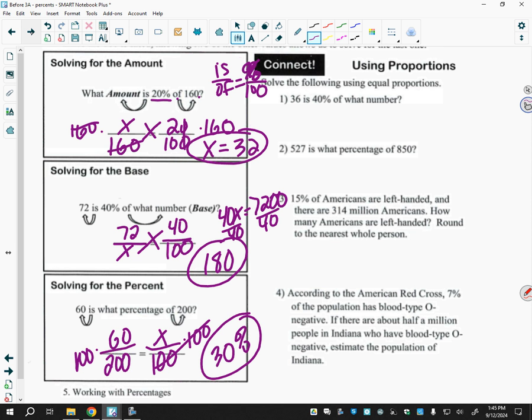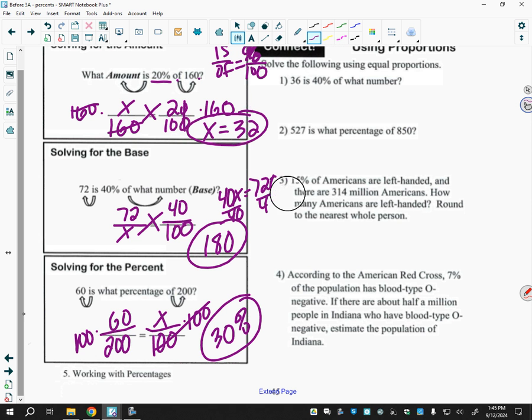I'm not going to do all four of these because we might come back and you have to do some of these. But let's do one of the ones that's not just an individual word problem. Like which one? You want to do the left-handed one or the blood type? Left-handed. She said blood type first. No. Sorry, I don't care. She doesn't care. I care.